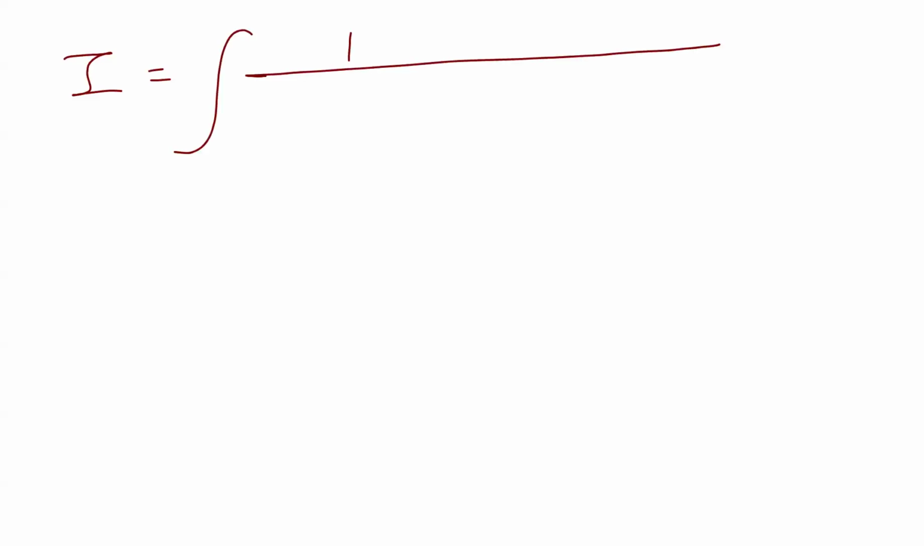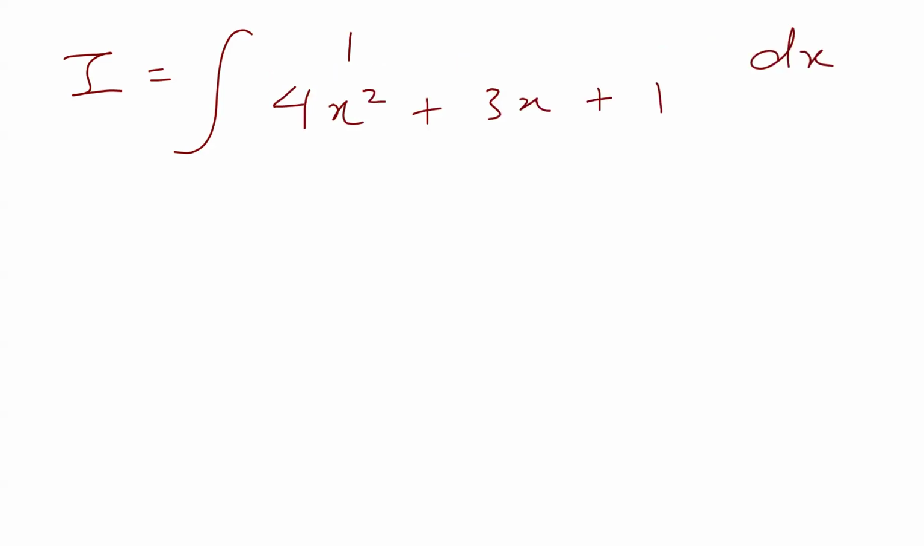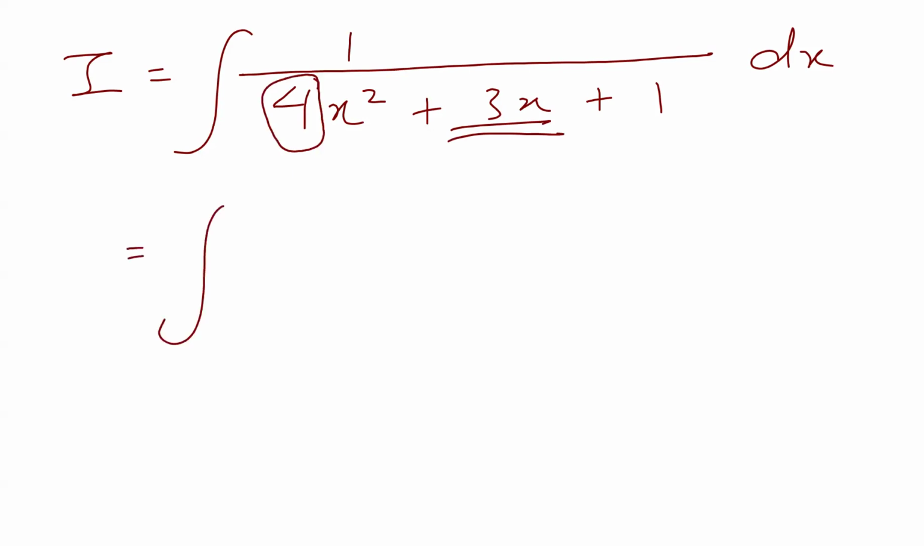Now we'll take another variation of this: integration of 1 upon 4x square plus 3x plus 1 dx. Now listen, we have a middle term over here, but the problem is there is a specific coefficient of x square. So that has to be eliminated first. So we'll eliminate that.